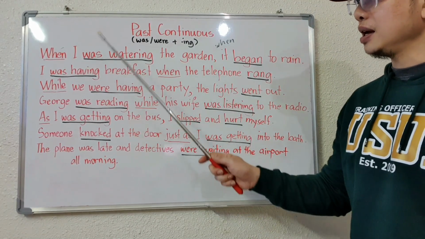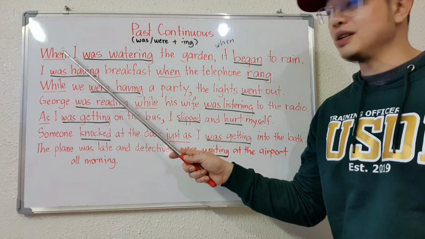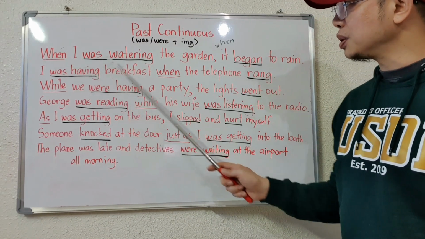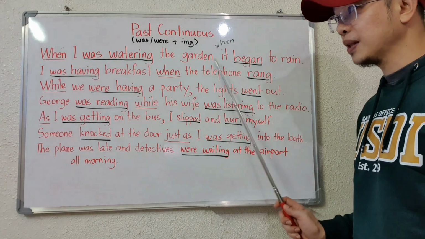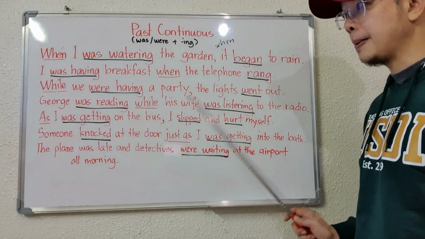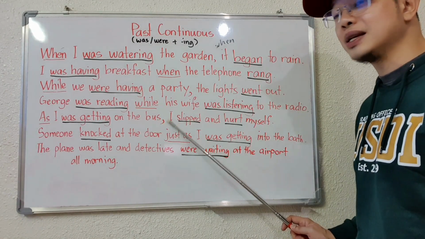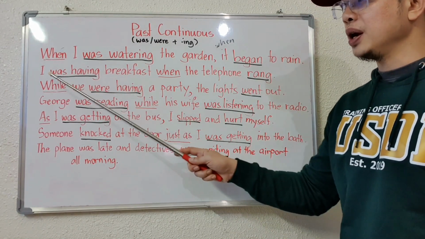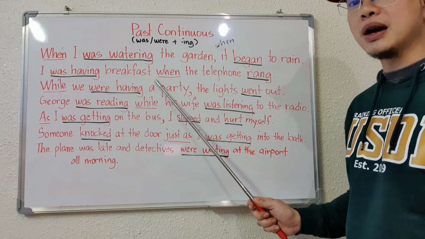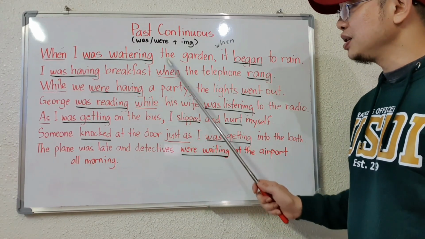As you can see in the examples that we have here, all the sentences that start with a conjunction, for example, when I was watering the garden, there's a comma here. This one too: while we were having a party, there's also a comma here. This one too: as I was getting on the bus, there's a comma after the clause. But in the other sentences where the conjunction is in the second clause, there isn't a comma. So you see here, I was having breakfast, no comma at all, because you have the conjunction in the second clause.